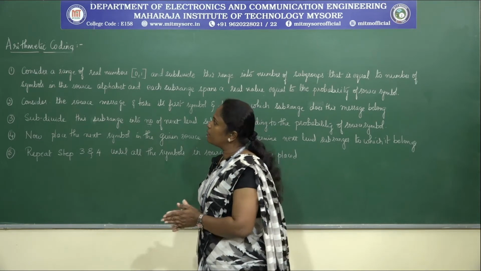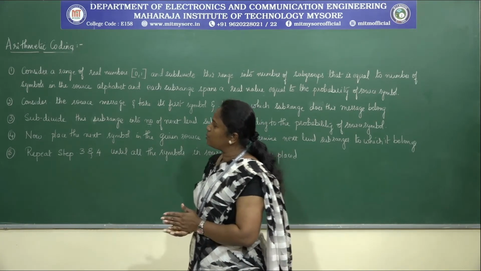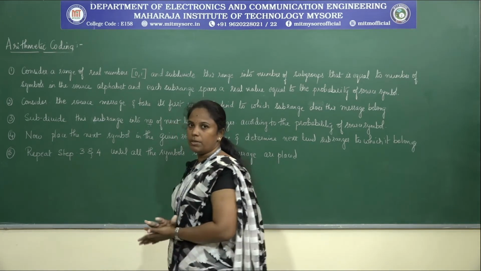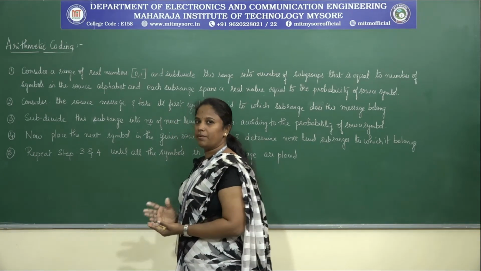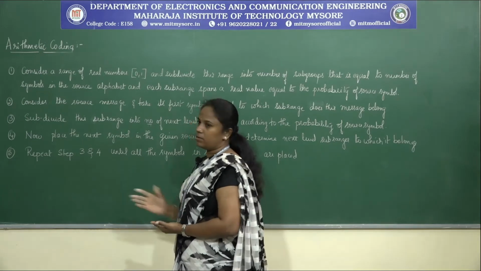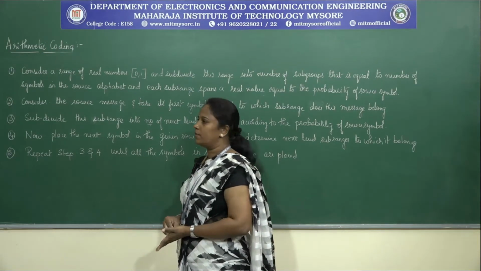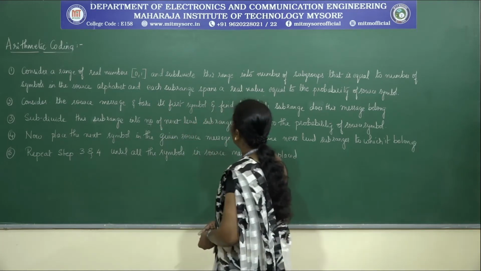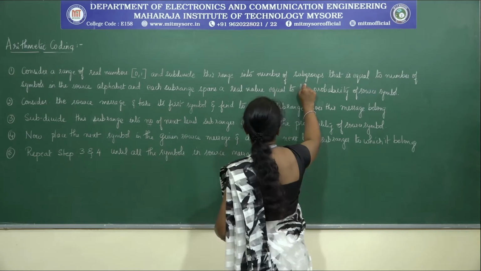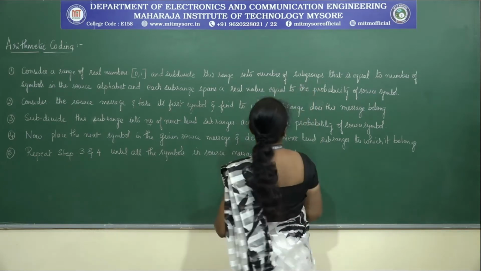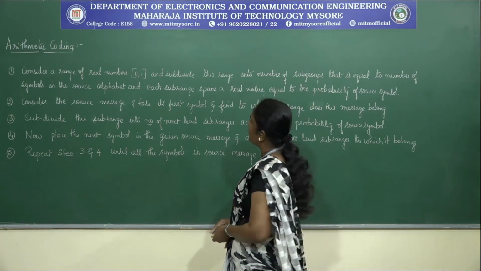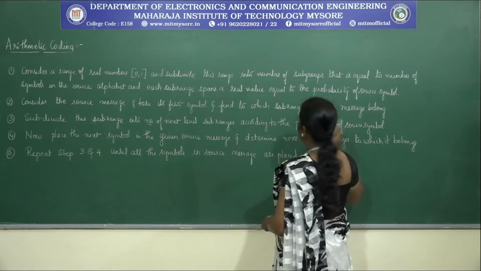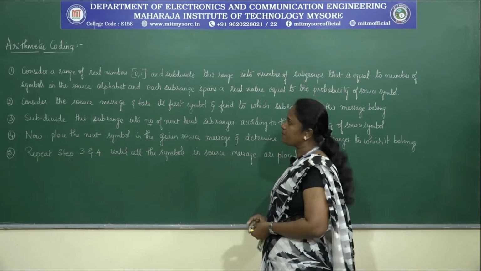So this is the algorithm for arithmetic coding. The first step is to consider a range of real numbers. We are going to consider the range of a particular encoding, and the range we have considered here varies from 0 to 1. Then subdivide this range into a number of subgroups equal to the number of symbols in the source alphabet, and each subrange spans a real value equal to the probability of the source symbol.